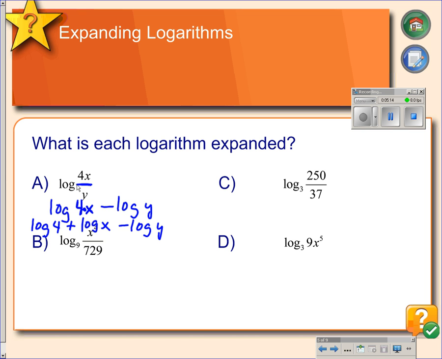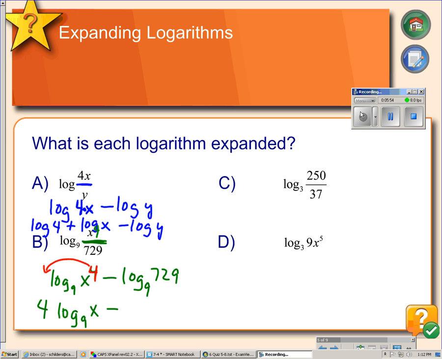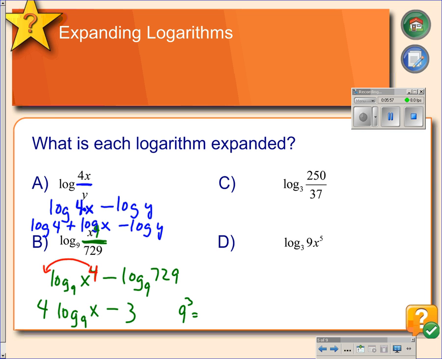In example B, our little exponent got lost here. That was a 4. So again, we have division. So we're going to have log base 9 of x to the 4th. The division becomes a subtraction, so then we have log base 9 of 729. Then we have this exponent here that can move to the front and become a coefficient. So we have 4 log base 9 of x minus log base 9 of 729. And that equals 3, because 9 to the 3rd power equals 729. So log base 9 of 729 is just 3. And so there's example B.